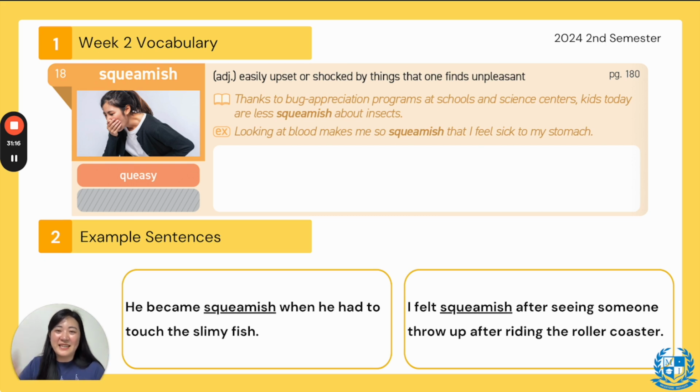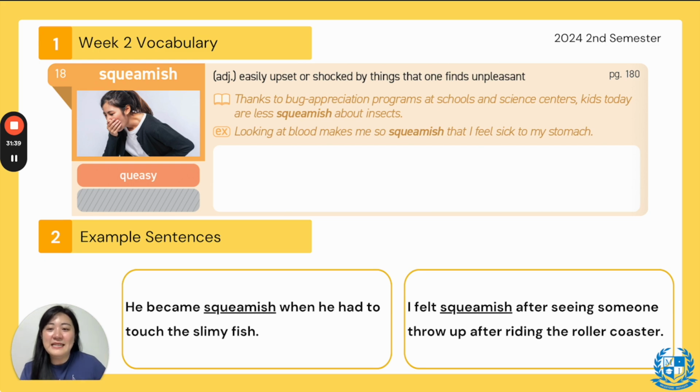Example, let's read together. 1, 2, 3. Looking at blood makes me so squeamish that I feel sick to my stomach. So yeah, when I see someone's blood too, I'm just kind of like, ugh, I don't want to go near that. It looks kind of gross. Ew. That feeling of wanting to throw up, it means squeamish.